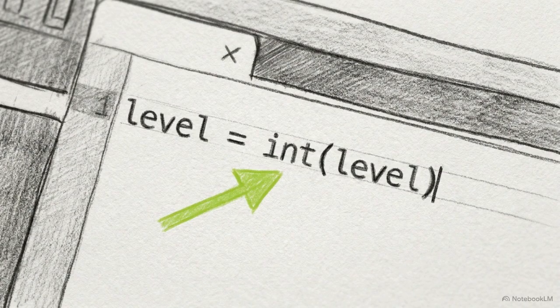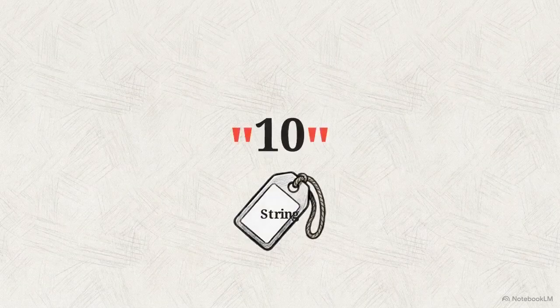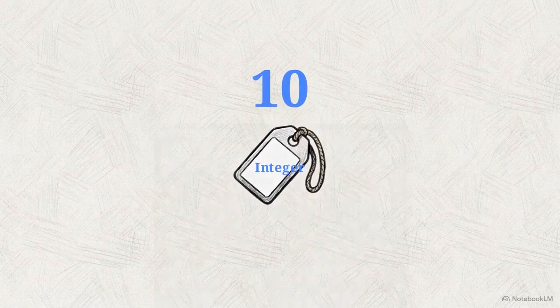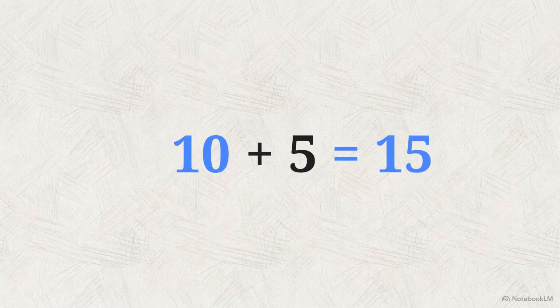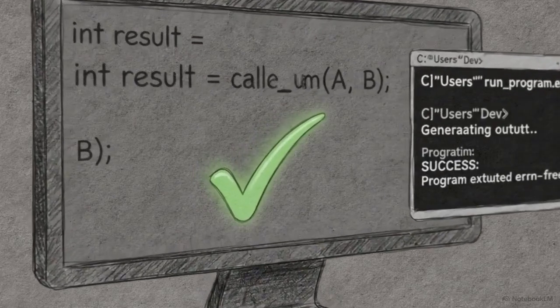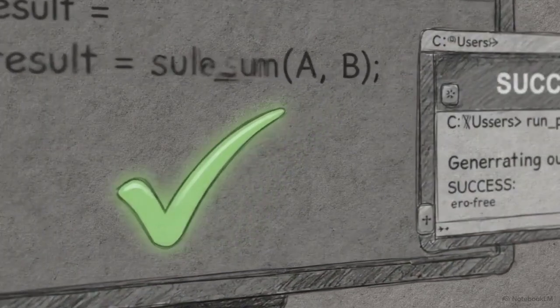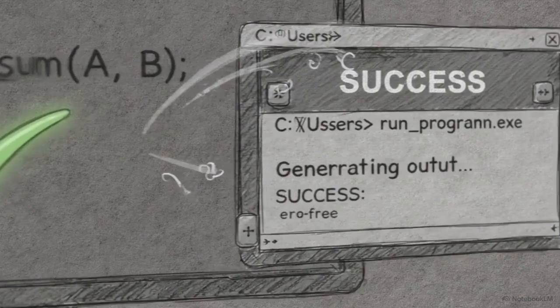Type level equals int level. This tells Python to resave the text 10 as a whole number. Running our print command again confirms the shift to class int. The data is now ready for math. When you encounter errors in your mathematical logic, checking and converting your data types will be your primary diagnostic tool.